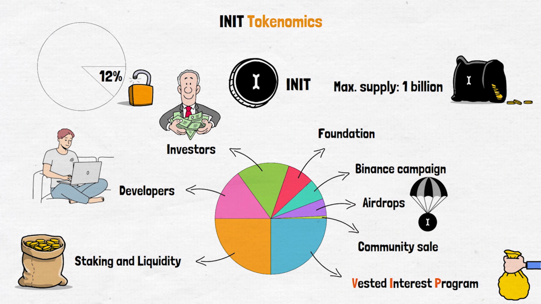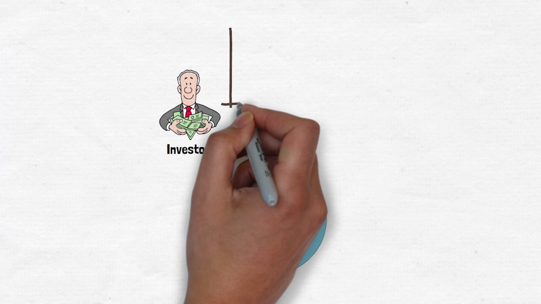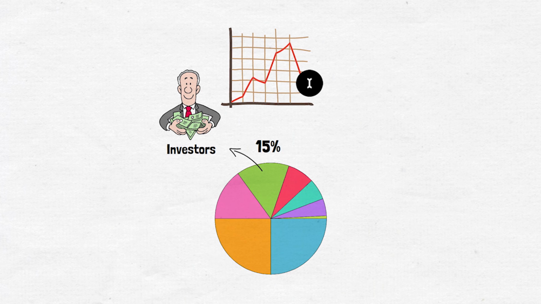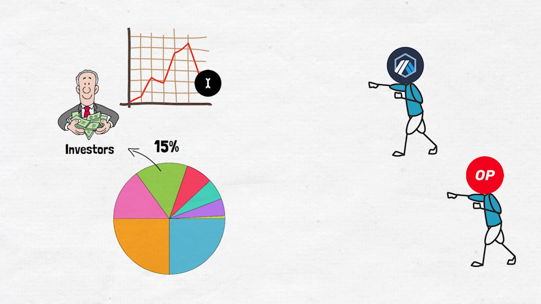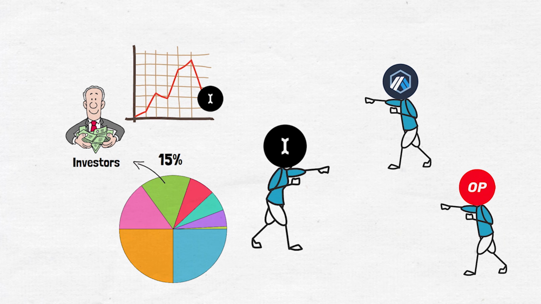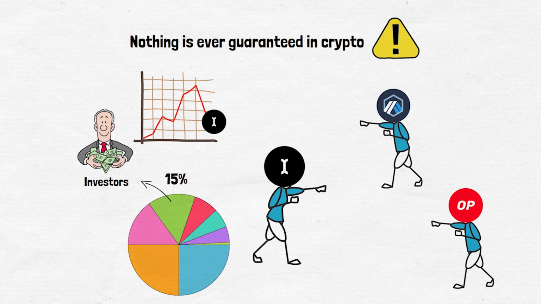Initia's plan has risk to consider. For example, the 15% of tokens for VCs and investors unlocking after 4 years could flood the market and push prices down. And finally, Initia faces stiff competition from platforms like Optimism or Arbitrum, so it must stand out. As always, nothing is ever guaranteed in crypto, of course.